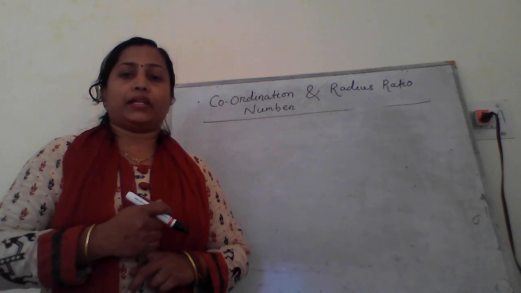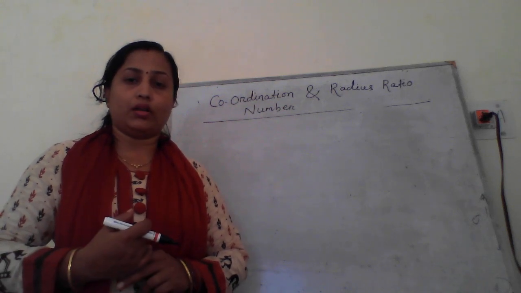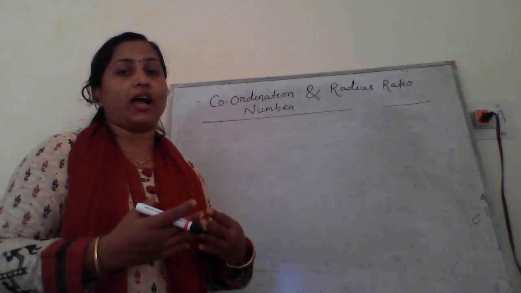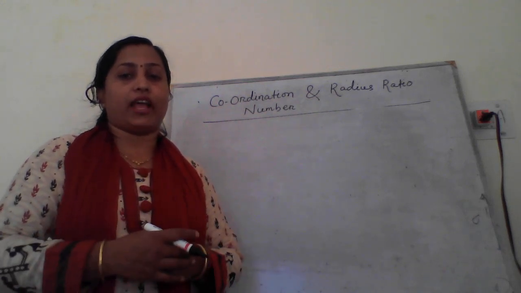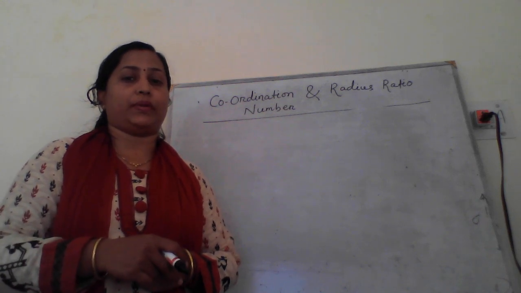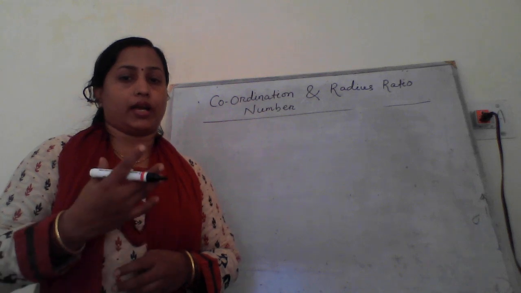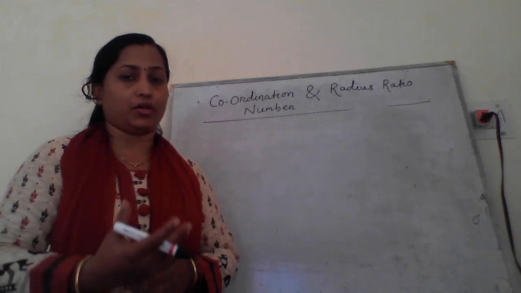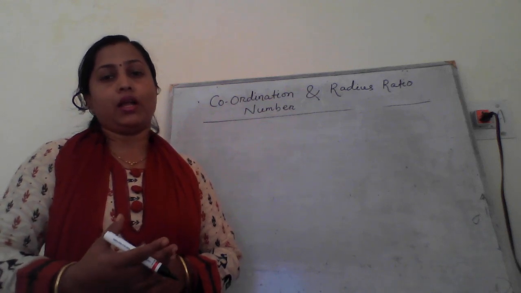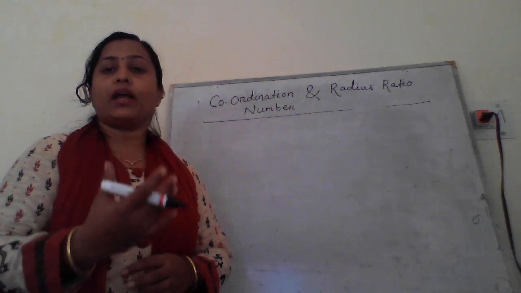So the stability of the crystal depends upon the coordination number, and the coordination number depends upon a large value of radius ratio, and a large value of radius ratio depends upon the large size of cation. Cation size large means radius ratio high. Radius ratio high means coordination number is high, and if the coordination number is high, then the stability must be high.